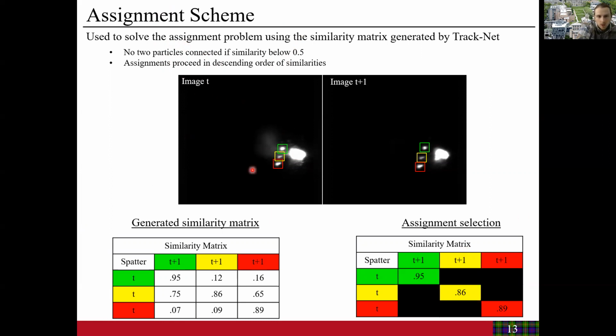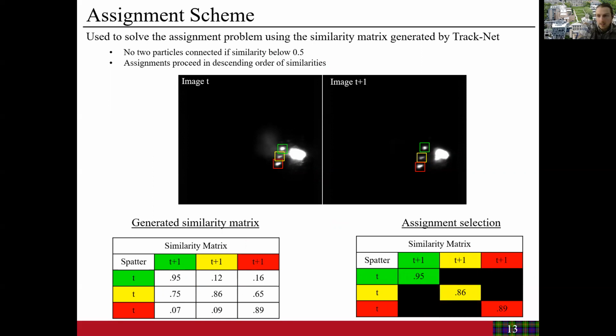So given, let's say, 2 image frames at time t and t+1, and let's say we have these 3 objects in each, we use TrackNet to do the pairwise similarities of all possible combinations. So that'd be 3 times 3, so 9. We start with the highest similarities first, and that's the green particle, so 0.95 similarity. That assigns those objects to each other, and then that precludes the green objects from connecting to the yellow or the red objects. And then we just proceed through the similarities until all the pairwise trackings are made.